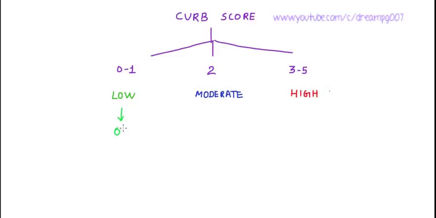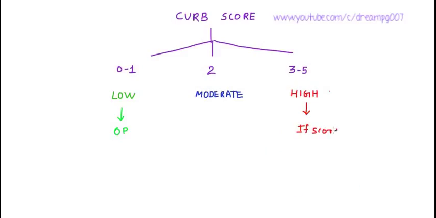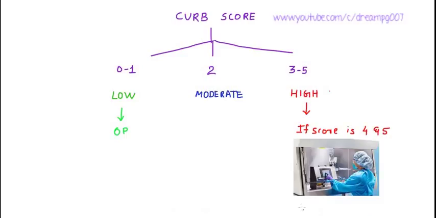If the score is 0 to 1, it is low risk and we have to treat the patient in OP basis. And if the score is high, about 3 to 5, we have to treat the patient in the hospital by admitting the patient. And inside this high risk patient, if the score is very high, like 4 to 5, we have to admit the patient in ICU and we have to treat vigorously.